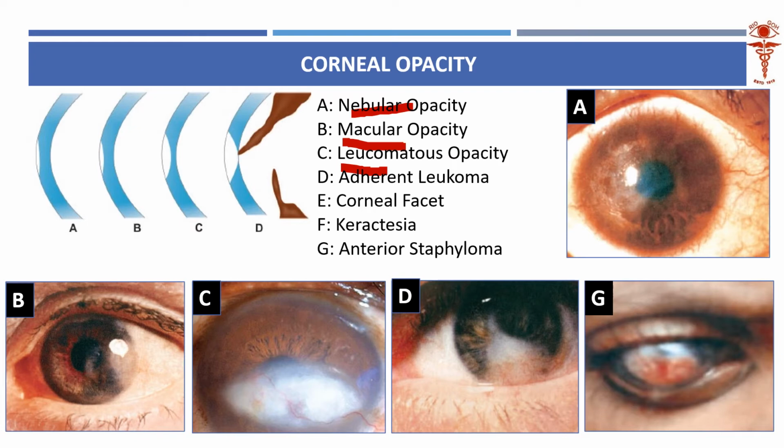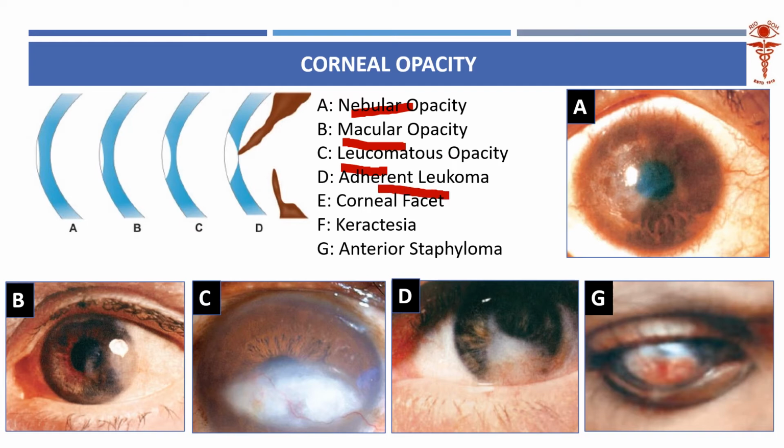we discussed, if you remember, in corneal ulcer, we said the cornea is about to perforate, iris comes and plugs it. If it heals up, then you will have an opacity with an iris plug. That is called an adherent leucoma. Leucoma with iris adherent to it.